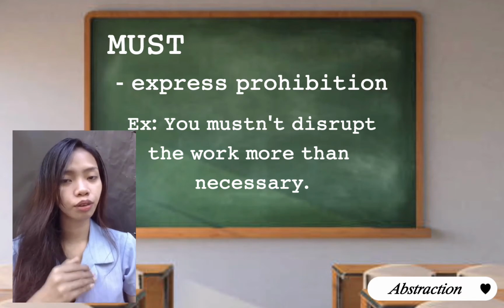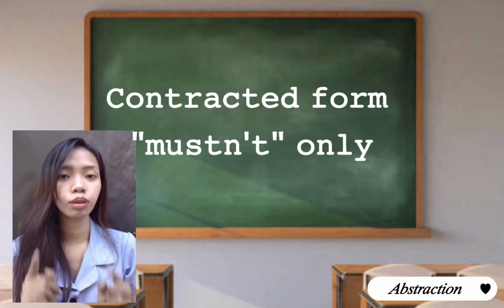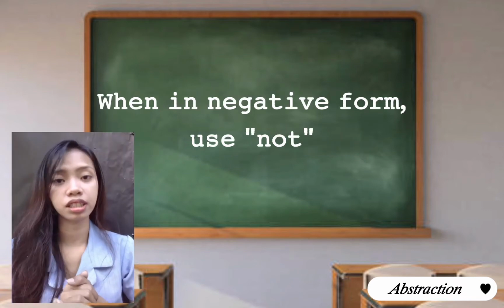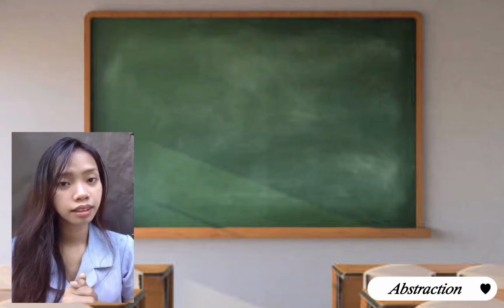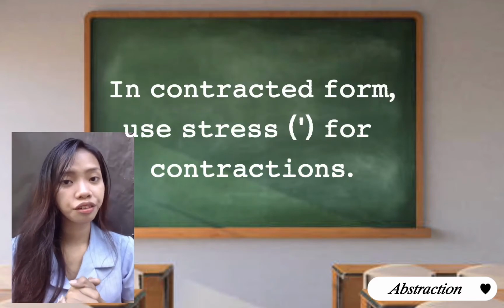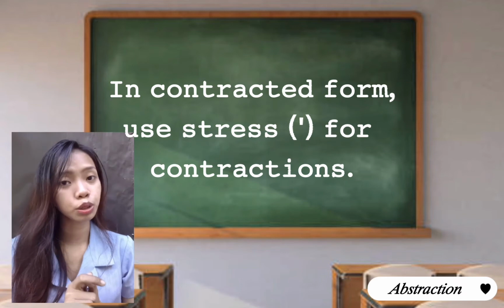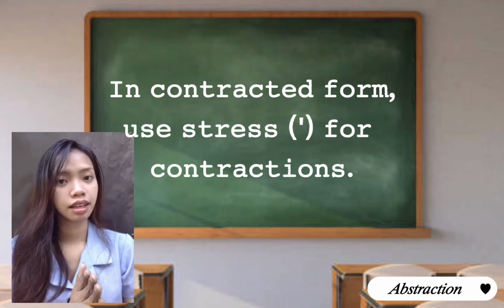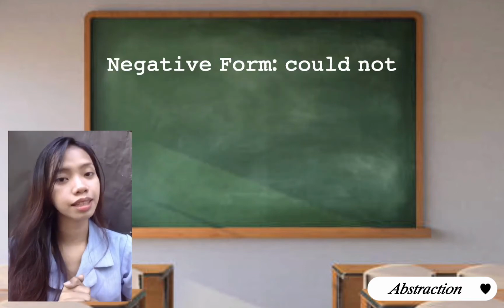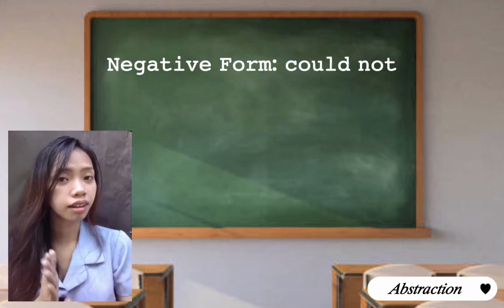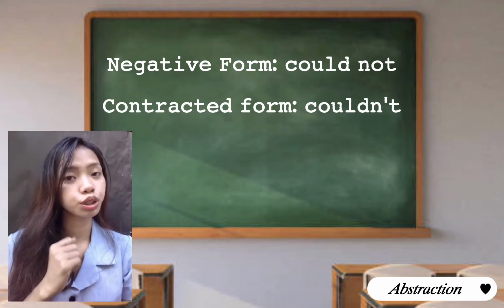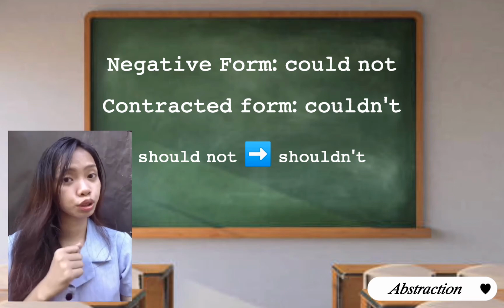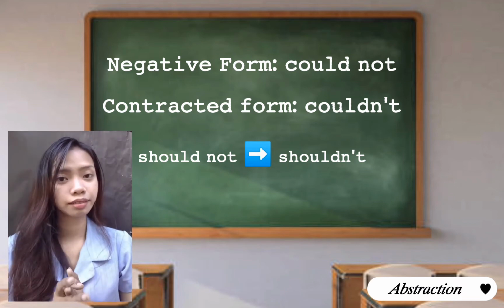Though it's in a negative form, in here, mustn't is used. When a modal verb is in its negative form, there is the presence of the word not, while in the contracted form, there is a stress between the N and the T with the modal verb. For example, the negative form is could not, while the contracted form is couldn't. Same with shouldn't and should not. Now, do you get me?